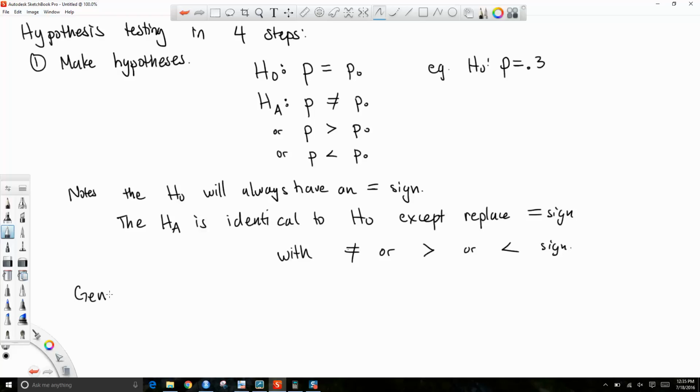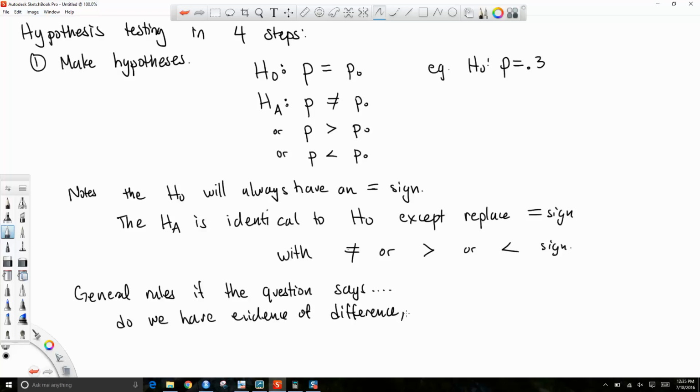General rules. Okay? If the question says something like, do we have evidence of a difference? Keywords like difference, or has changed, or not the same, something like that. Use the not equal sign, okay?